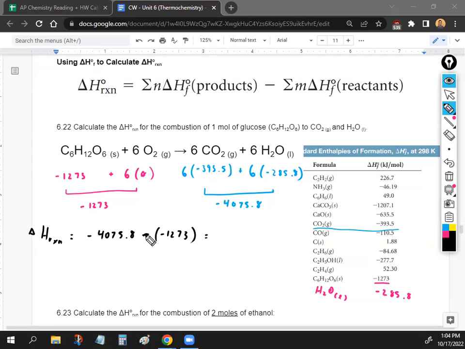You spoiled my opportunity to share that insight. No, I'm just kidding. That was a good observation. Yeah, so if it's negative times negative, obviously it becomes positive. And so it will become less negative, so the magnitude will decrease. And so it'll be negative 2802.8 kilojoules per mole.